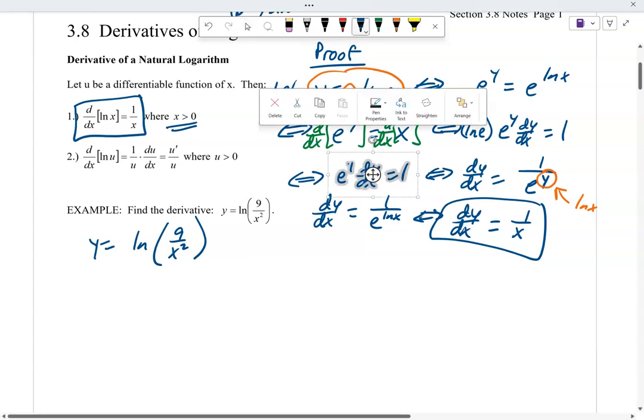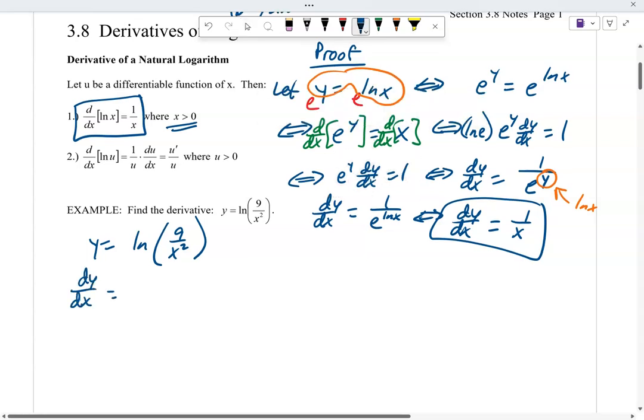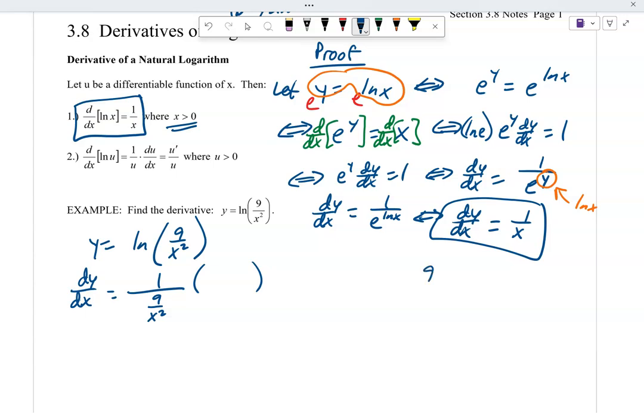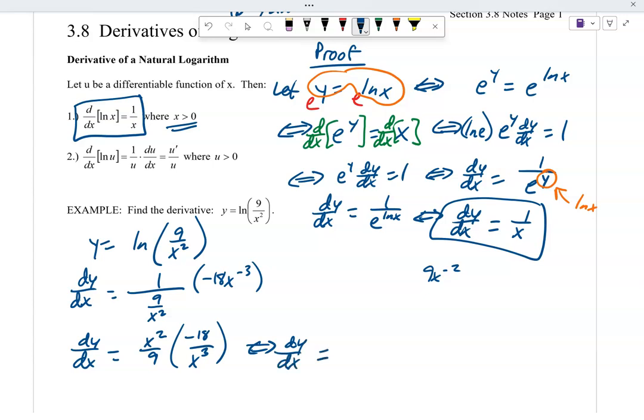And so we're going to go ahead and take the derivative. We've got 1 over that. And then we're going to go ahead and multiply. We're going to use that chain rule. So what's the derivative of 9x to the negative 2? Negative 18x to the negative 3. And so it looks like we've got dy dx being 1 over 9 over x squared, which is x squared over 9, and then we got negative 18 over x cubed. And so our dy dx ends up being negative 2 all over x.